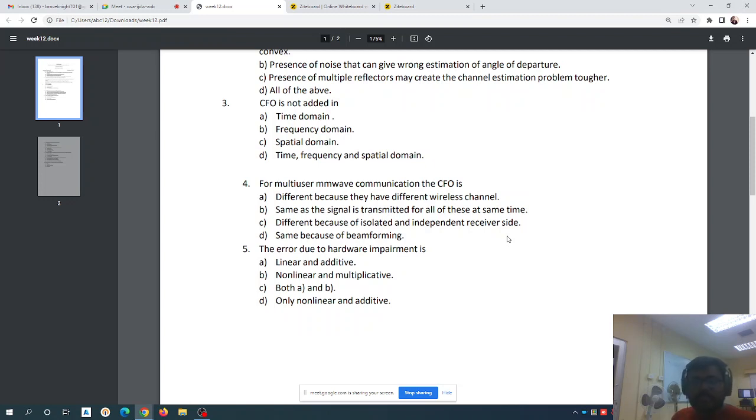So that is the reason it can be linear, it can be additive if we consider only the thermal noise, and if we consider that it comes from the power amplifier side, in that case it is non-linear and multiplicative also in some sense from the non-linear nature, or some impairment in the RF decoder or anything, like a multiplicative noise can come, because this noise is hardware impairment noise. So the right option will be option C. So question number 5 has option C, and it is both A and B.